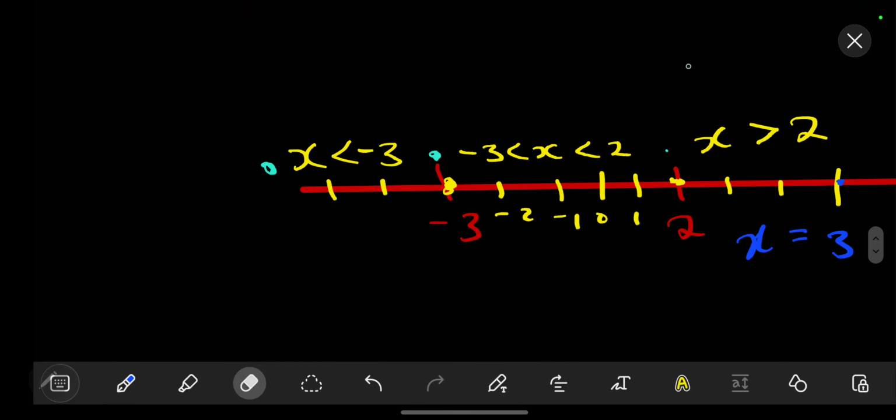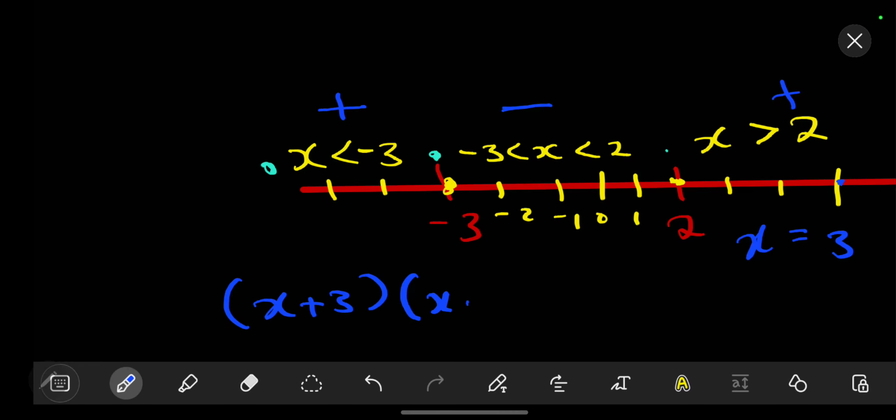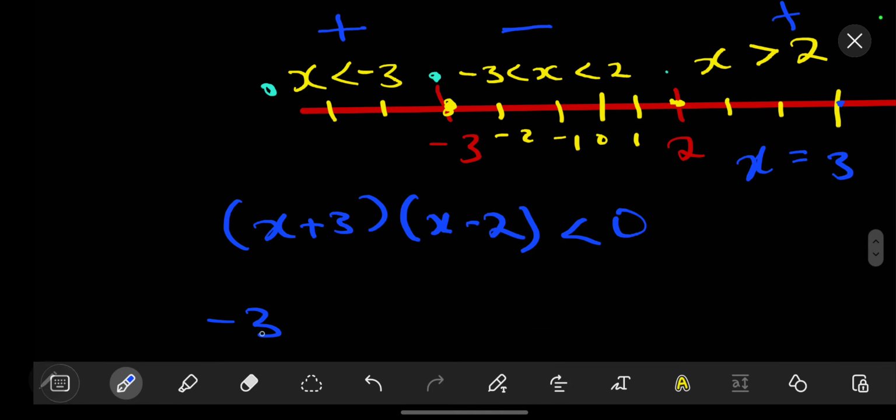According to what we have, we have a positive outcome here, a negative outcome here, and a positive outcome here. So the solution that satisfies x + 3 and x - 2 multiplied being less than 0 should be a negative. So we take this one as our solution, in which case -3 < x < 2. This is our solution.